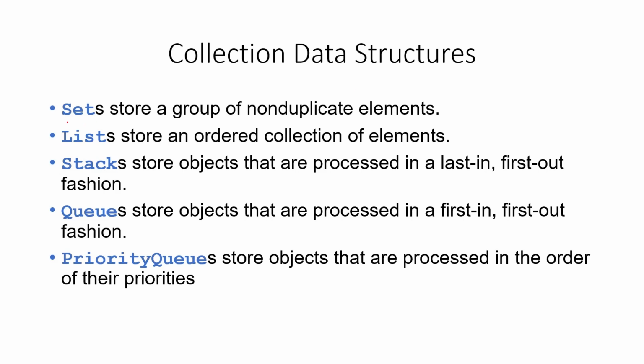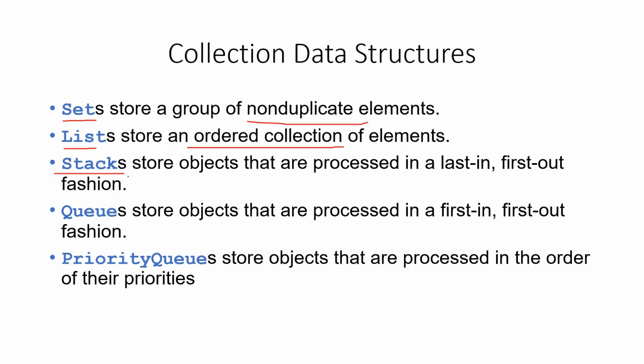The collection data structure consists of the next main subtypes. First are the sets. Sets allow you to store only unique, non-duplicate elements. Lists allow you to store elements in an ordered collection, one by one. You have already studied arrays, and an array stores elements in order, in a linear fashion.